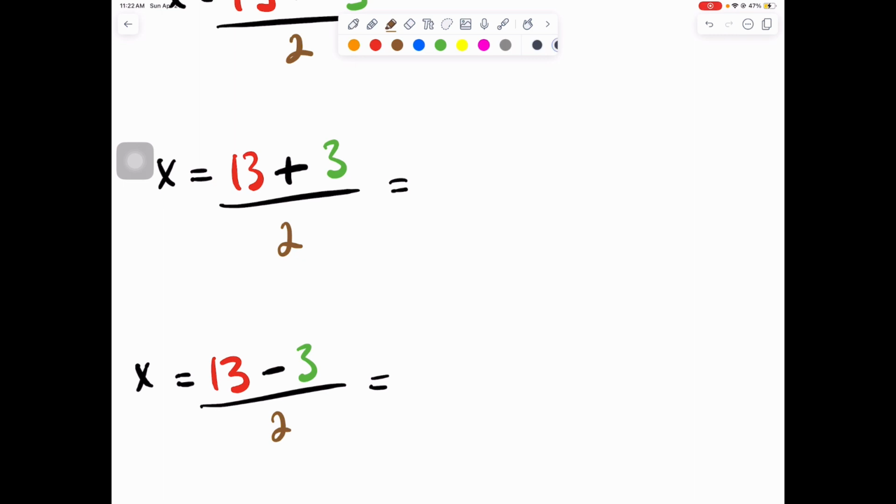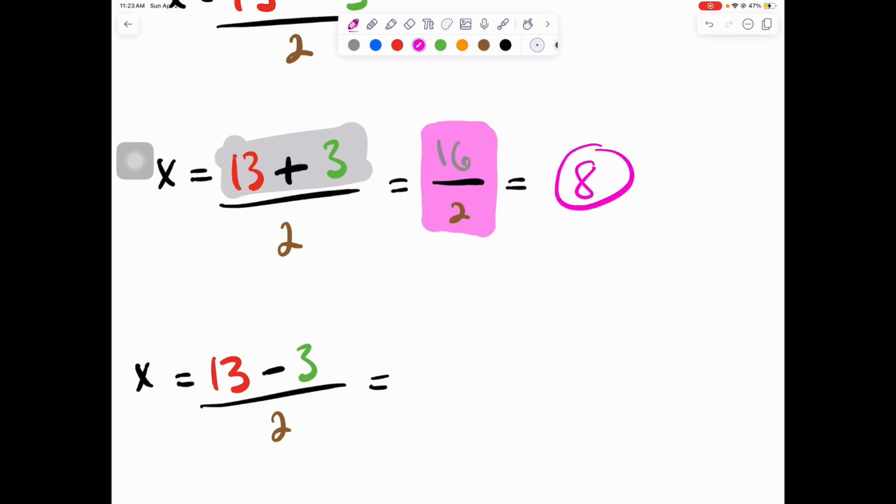And then again, I will highlight for computation purposes. 13 plus 3 gives us a 16. Set that over your 2. 16 divided by 2 equals, and I will highlight just to show the computation of what we're doing, that gives us our 8. Circle that one. And then if we do it one more time, I will highlight our computation. 13 minus 3 is, good job, 10.